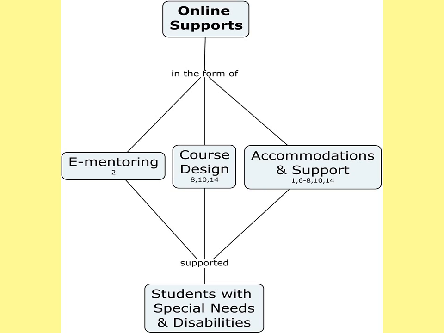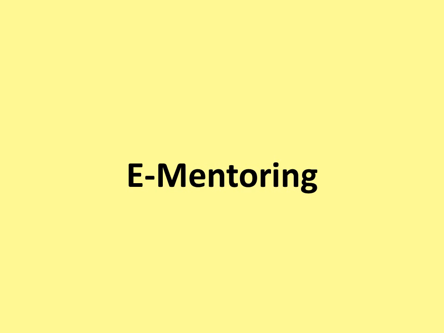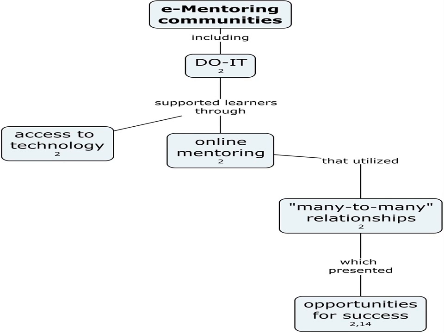Online technology supports revealed through the analysis were found in the forms of e-mentoring communities, inclusive course design, and accommodations and supports for students with special needs and disabilities. E-mentoring communities including DO-IT, which stands for Disabilities, Opportunities, Internetworking and Technology, supported learners with disabilities at the high school and post-secondary level through access to assistive technology as well as the provision of online mentoring, which utilized a many-to-many relationship approach that increased the support students received and provided increased opportunities for success.